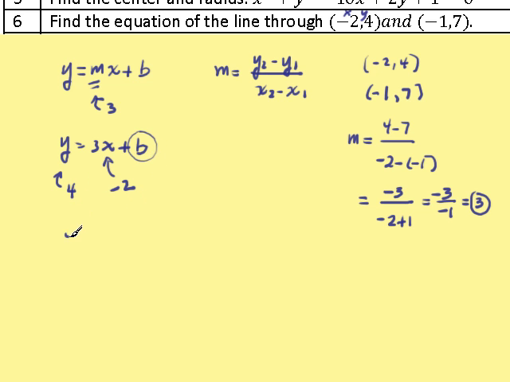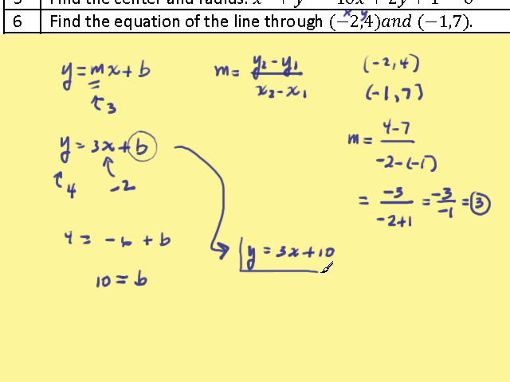And that'll enable us to figure out b. So we have 4 is equal to 3 times minus 2. That's minus 6 plus b. Add 6 to both sides, and we have b is 10. And now we'll just complete this equation. And we have y is equal to 3x plus 10. So that's the equation of our line right there.